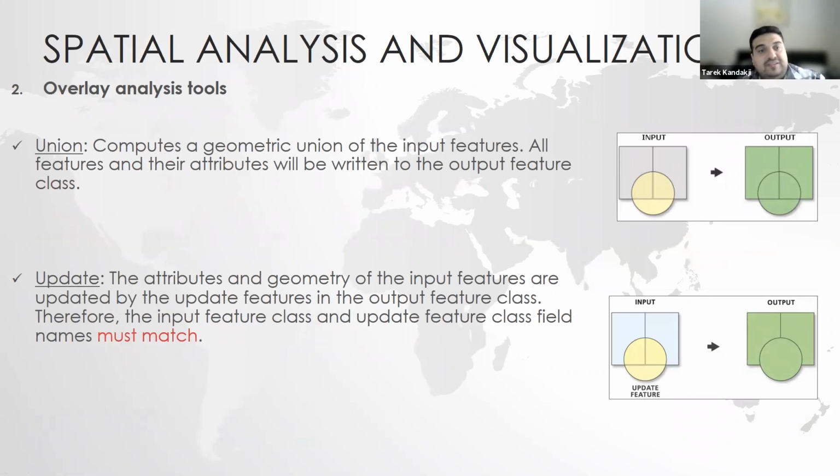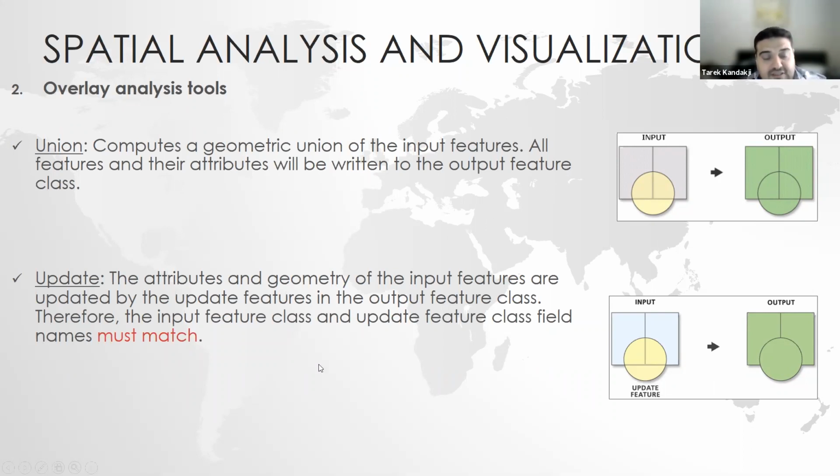Union basically merges two features together. And the attributes will be written in the attribute table for all the features. Like if you have, let's say, a map of Egypt, and you have the cities of Egypt and Sudan, you merge them together, and the output will be for cities in Egypt and Sudan with all the information on both layers in one shapefile.